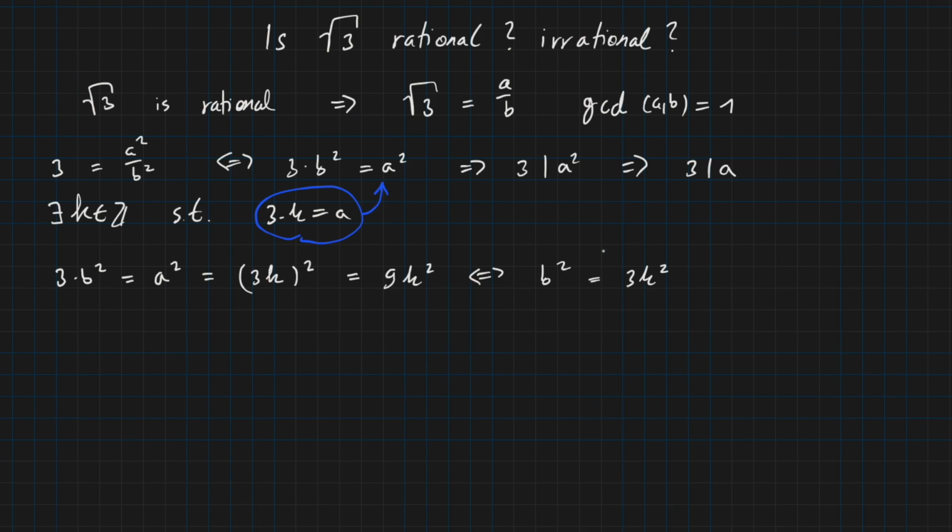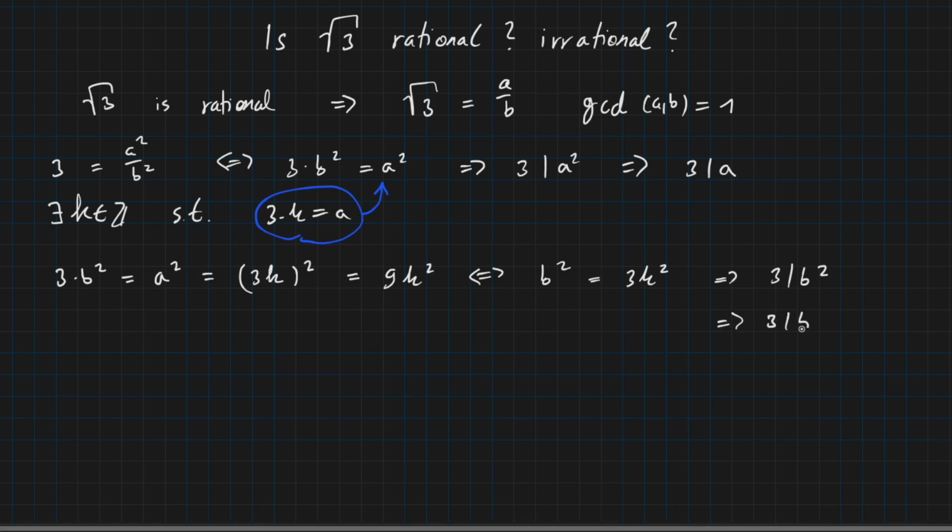And now this equality tells us something. Because k is an integer, k squared is also an integer. So we have some integer times 3, which then equals b squared. So from this it follows 3 divides b squared. And again, as before, because 3 is a prime, from this it follows 3 divides b. And now in fact 3 divides b on the one hand, and on the other hand, as we have seen before, 3 divides a as well. So this means the greatest common divisor of a and b is at least 3.